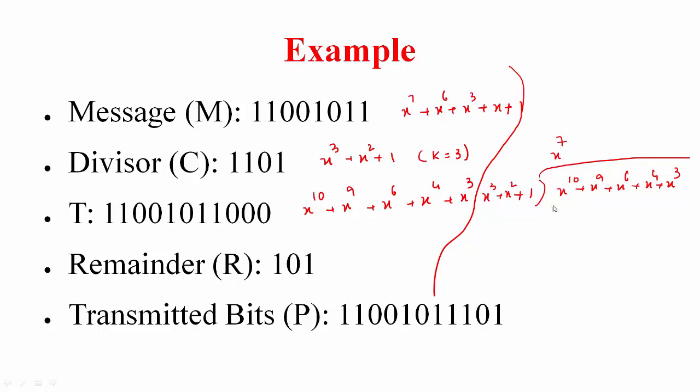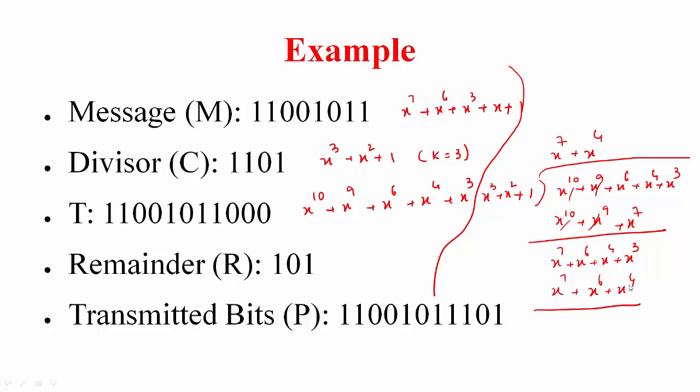So x to the power of 7, it is x10 plus x9 plus x to the power of 7. So these terms kind of cancel out. We have x7 plus x6 plus x4 plus x3. Again, I'm going to do this. It is x7 plus x6 plus x4. In fact, all these terms are kind of cancelling out.